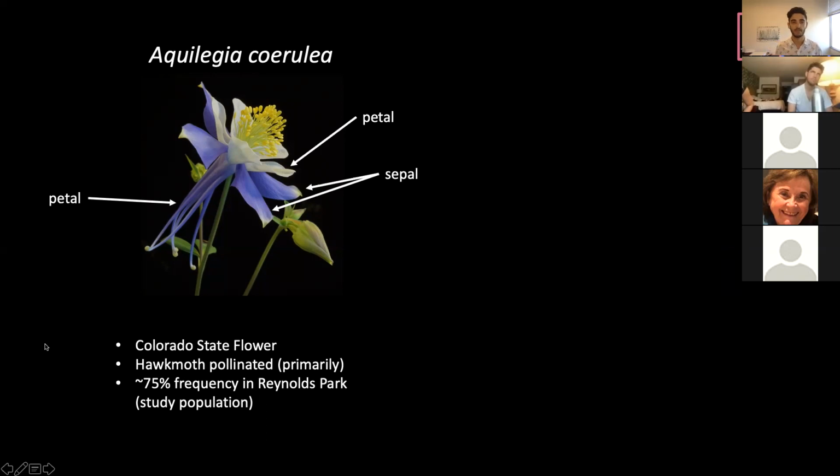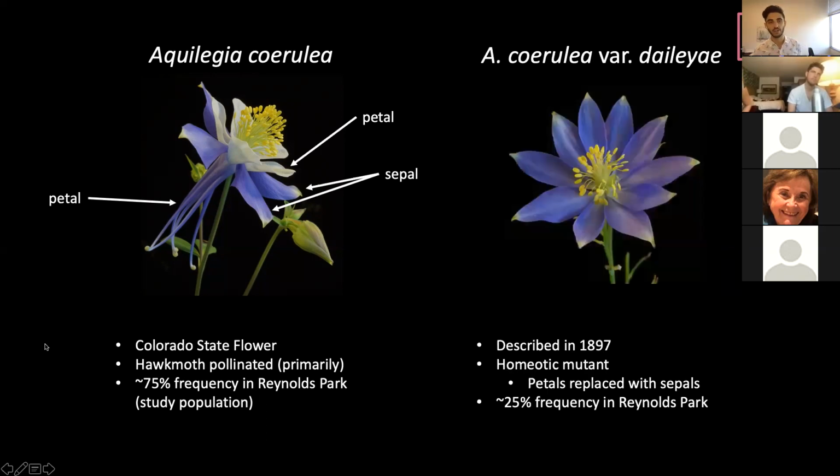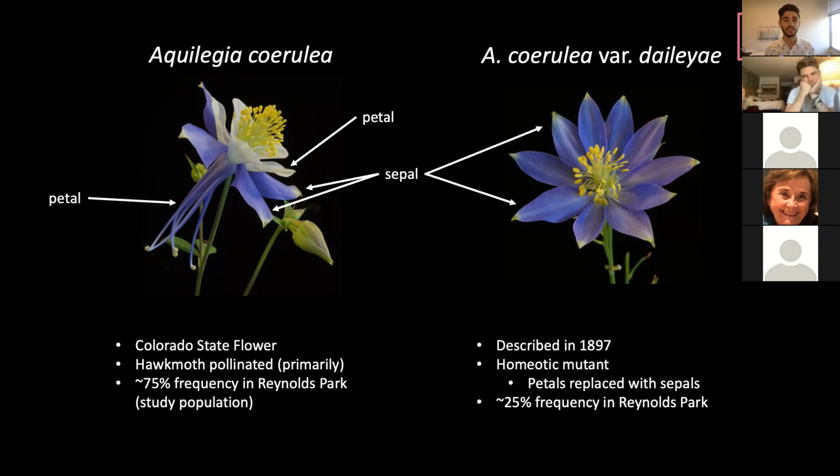Now, about 120 years ago, this mutant was first described, Aquilegia cerulea var. Dahliae. It's a variety technically. And it's a homeotic mutant in which the petals have been replaced with a second set of sepals. So you can see that the outermost whorl are these same flat purple structures, but the inner whorl is another set of those structures. So a huge change. And in that same population, it's at around 25%. It makes up the rest of the group.